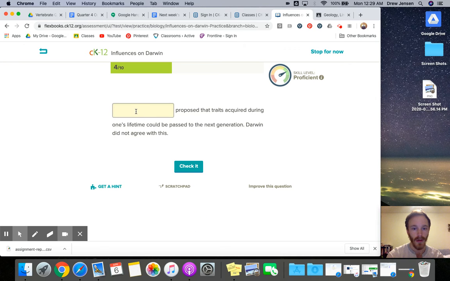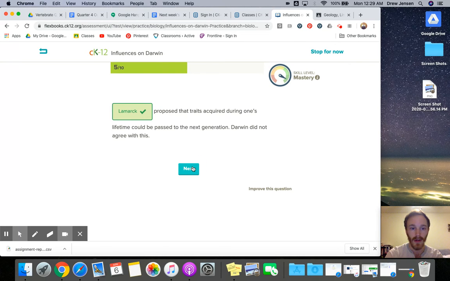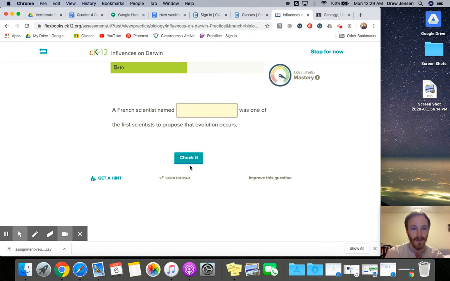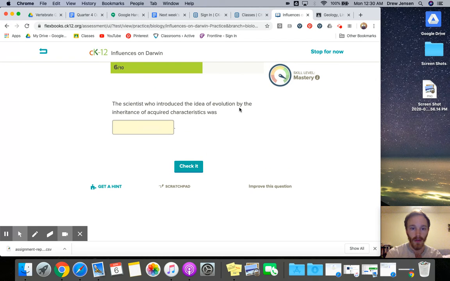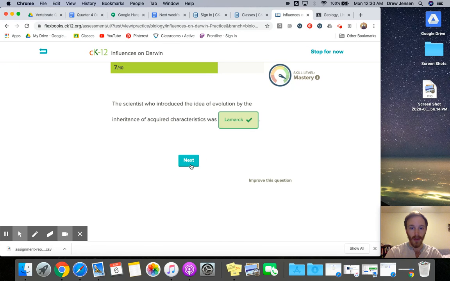Good. Blank proposed that traits acquired during one's lifetime could pass to the next generation. So again, that was Lamarck. Let's see if it just takes his last name. There we go. Good. A French scientist named blank was one of the first scientists to propose that evolution occurs. So again, that should be Lamarck. Good. Everything's saying green and good. Scientists who introduced the idea of evolution by the inheritance of acquired characteristics. That should be Lamarck again. Lots of the same answer by chance.